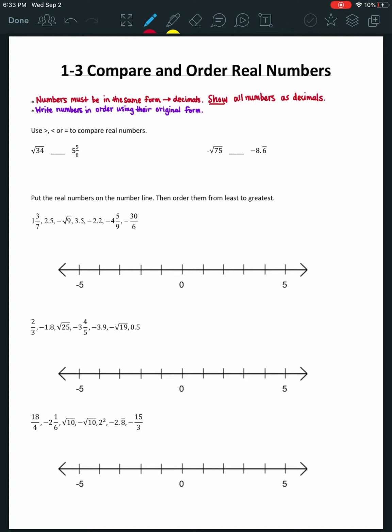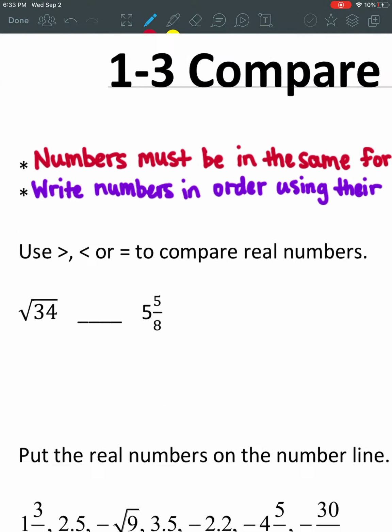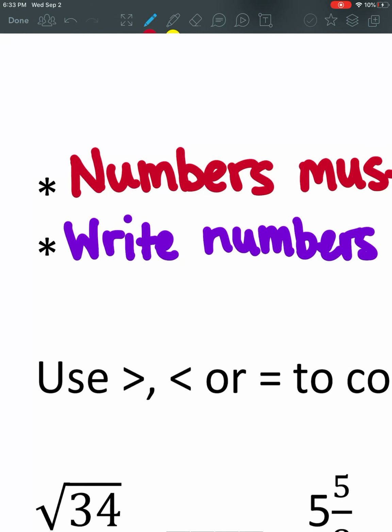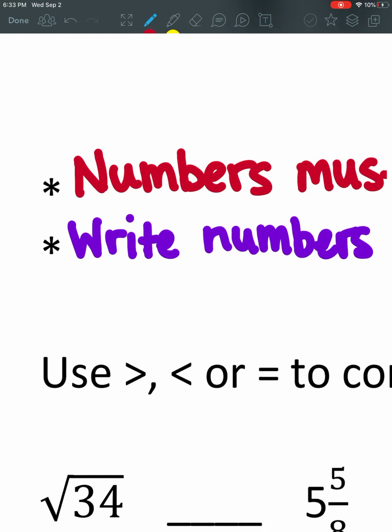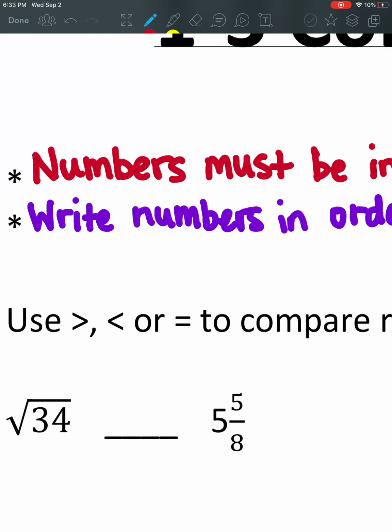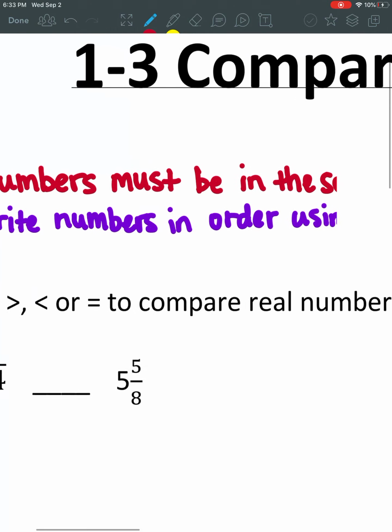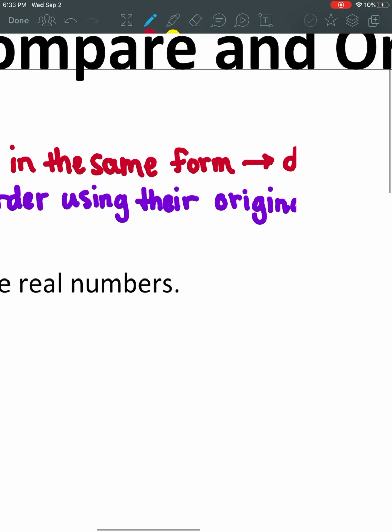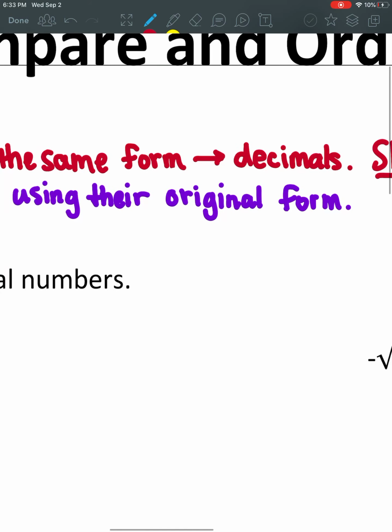For sake of time, there are two little stars underneath our heading here, and I wrote in what those two little stars are for. I would highly suggest that you zoom in. When I zoomed in real far so that I could write big, and then zoomed out, it stayed small. So the first star: numbers must be in the same form.